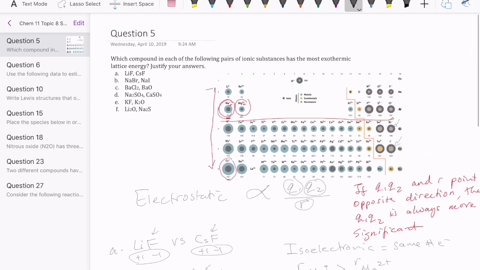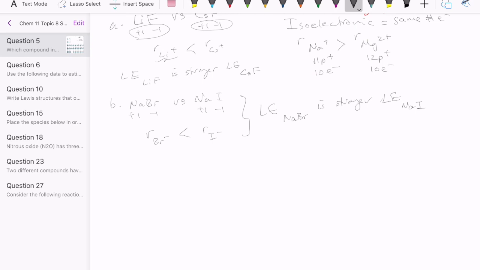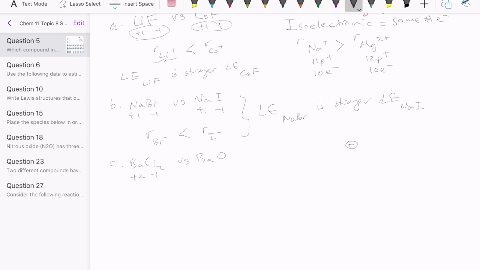Let's take a look at the third one, BaCl2 versus BaO. Here we have a +2 for barium, -1. Now, even though you have 2 Cl here, that gives you a -2 overall. Remember, the actual interaction in the lattice is between a +2 and a -1. And then you have another +2, another -1. That's how the actual ions are packed together in the lattice. So what we're comparing is the strength of attraction between these two ions right here.